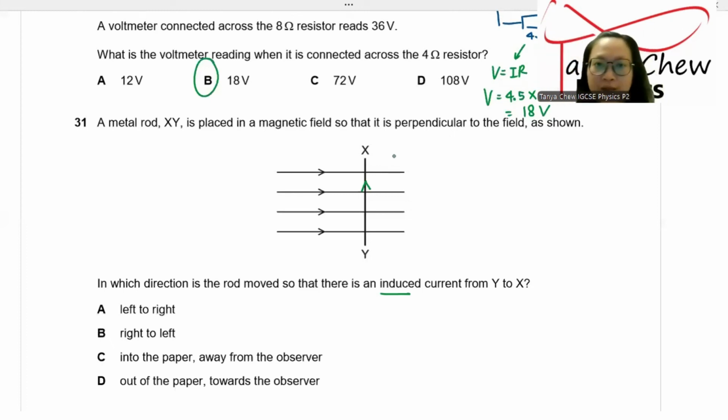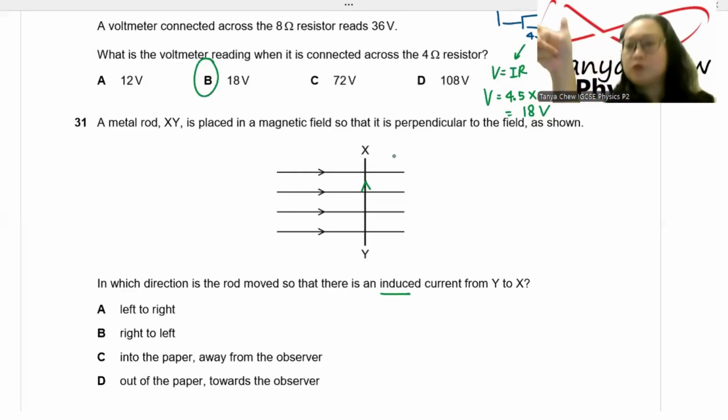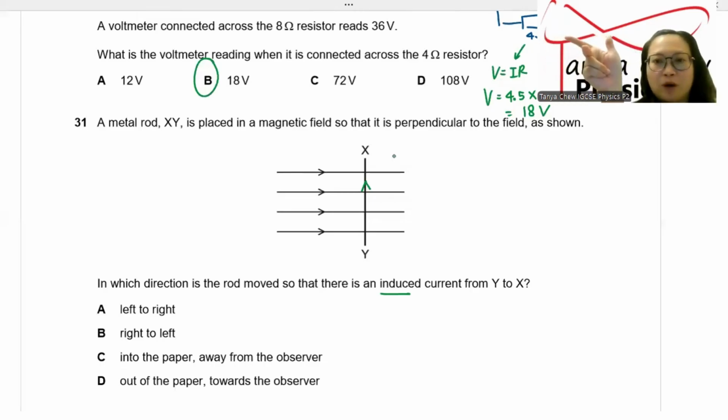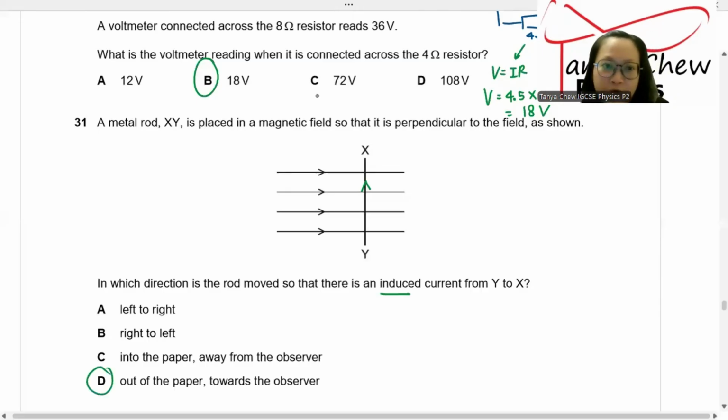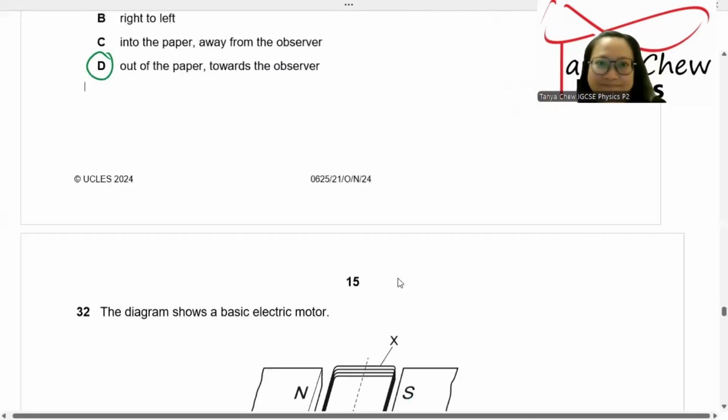So they mentioned the magnetic field, this first finger represents the direction of the magnetic field, just move to the right, and the direction of the induced current must flow upwards. Could you see that? My thumb seems to be pointing at me. That is why the force must be out of the paper towards the observer. D is the answer.